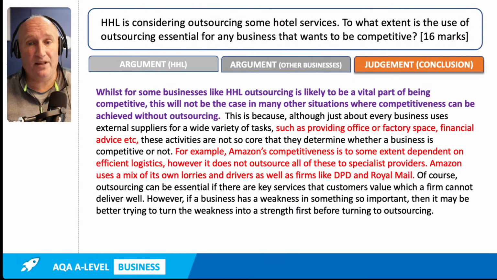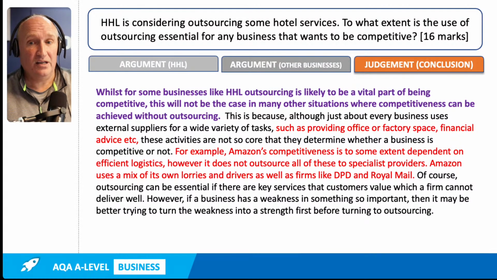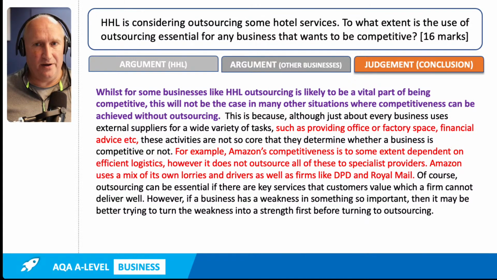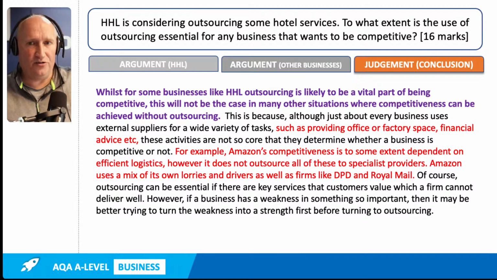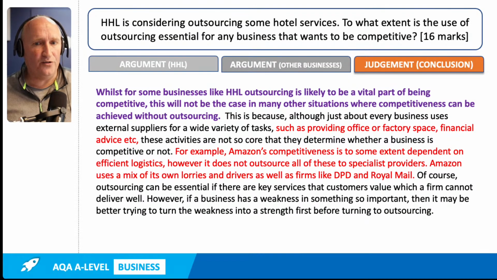And then another example there, for example, Amazon's competitiveness is to some extent dependent on logistics. However, it doesn't outsource all of its logistics to specialist providers. It also uses its own lorries, as well as firms like DPD and Royal Mail. So even for Amazon, they don't just outsource logistics because there's better people who can do it. They have a nice mix of external suppliers and doing it in-house. Now, of course, this balance, outsourcing can be essential if there are key services that customers value which the firm can't deliver. However, if that's the case, that's a weakness in the business, isn't it? So you're better off trying to fix that weakness, perhaps, than always turning to outsourcing.